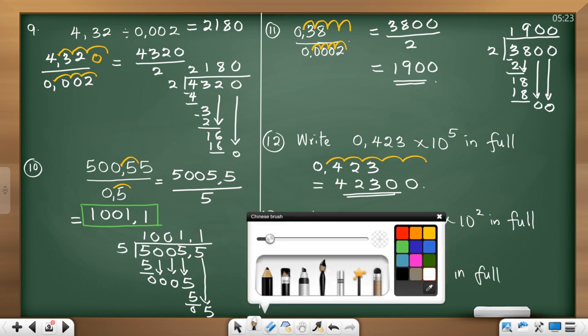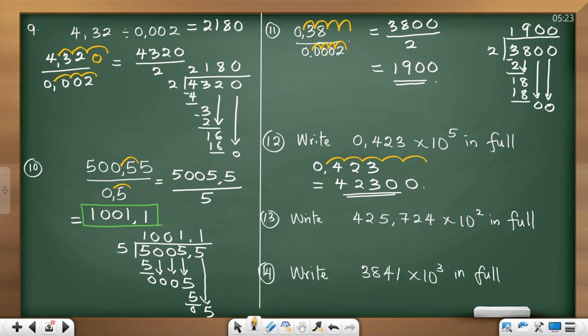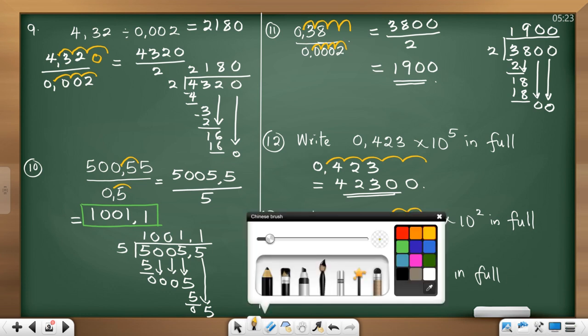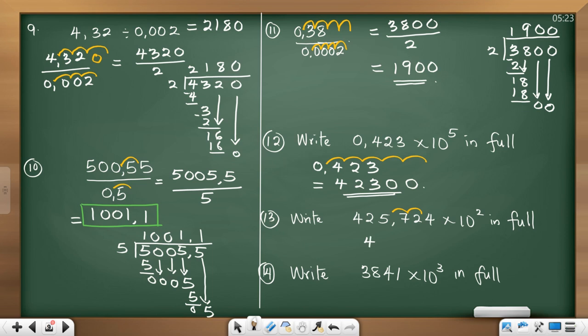What about this one? This one, I'm simply saying, jump 2 times to the right. Ooh, can you see where my comma is? My comma is now what? 4, 2, 5, 7, 2. My comma is now between 2 and 4, and we are done.